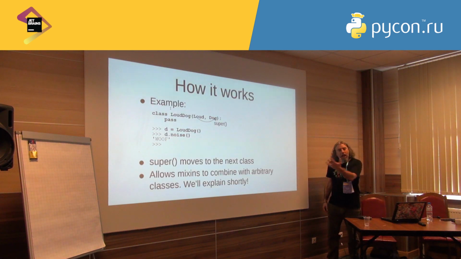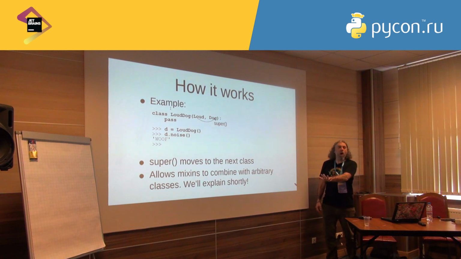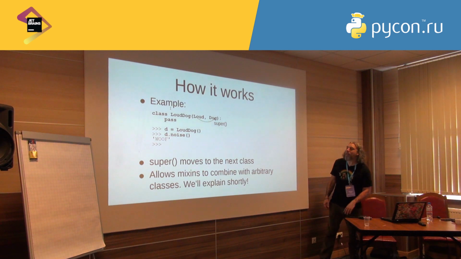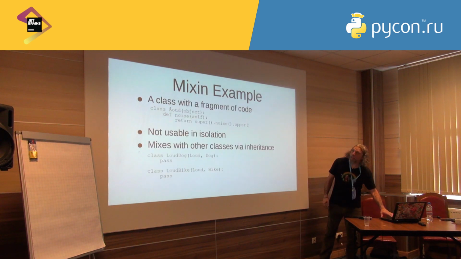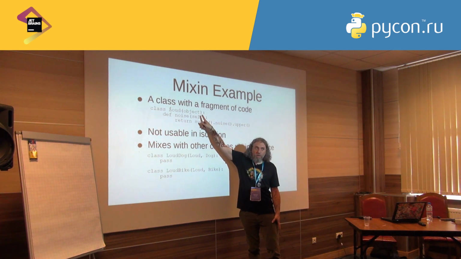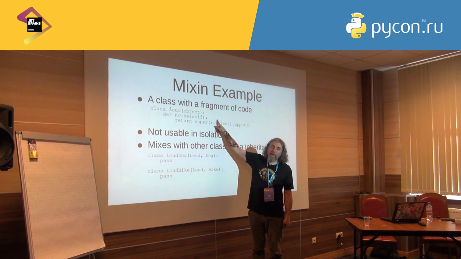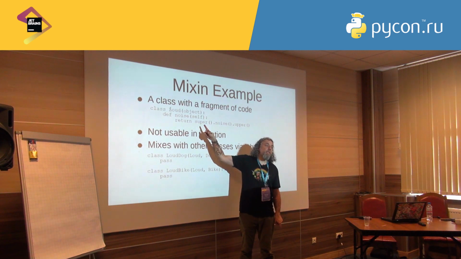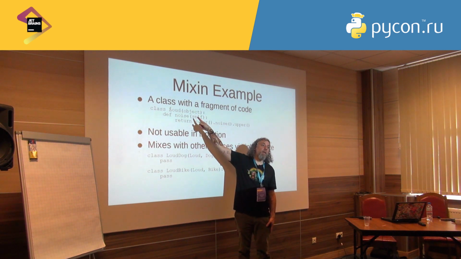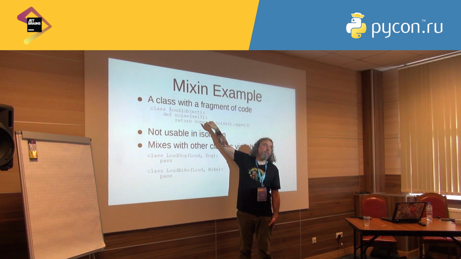So that's why you might want to use it and how you would use it. That doesn't really explain how it works. The key trick here is super doesn't go to the parent class. It goes to the next class in the method resolution order. In the case of single inheritance, the next class in the method resolution order will always be the parent class, which is why it's tempting to hard code the parent class here.